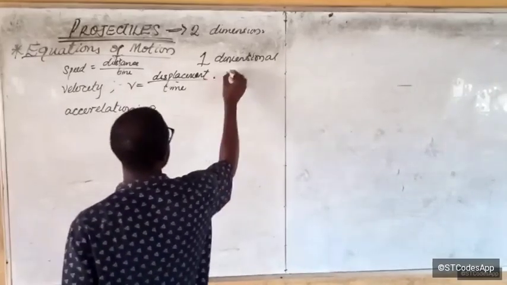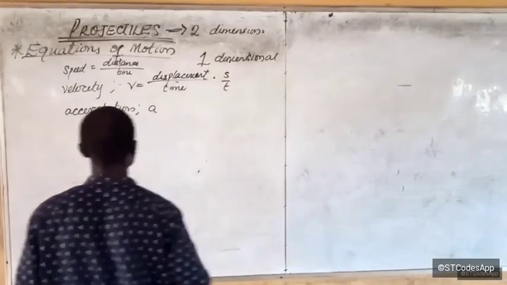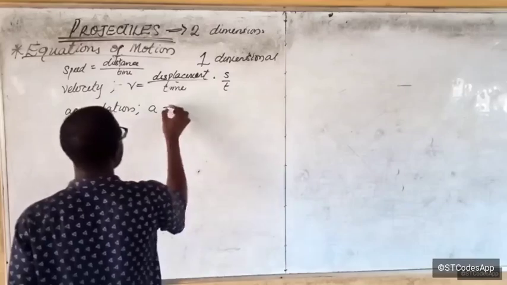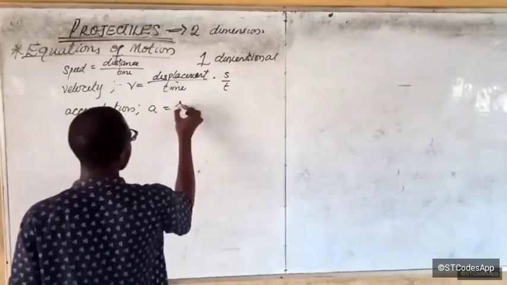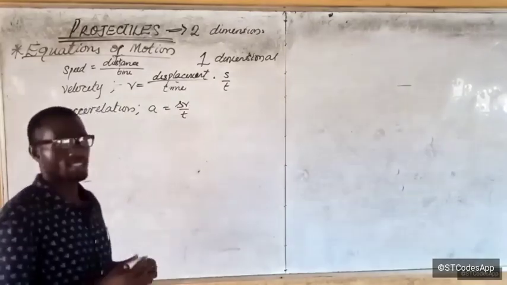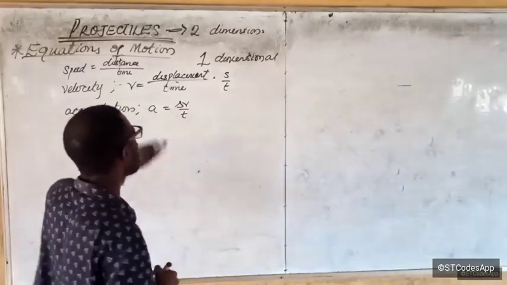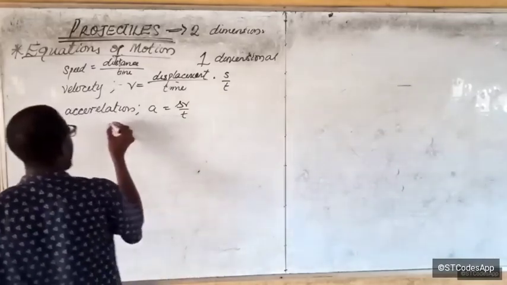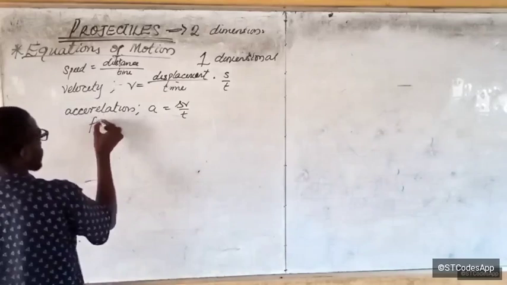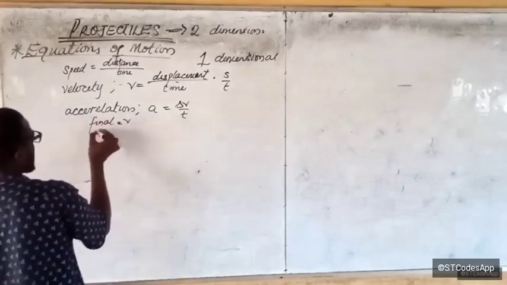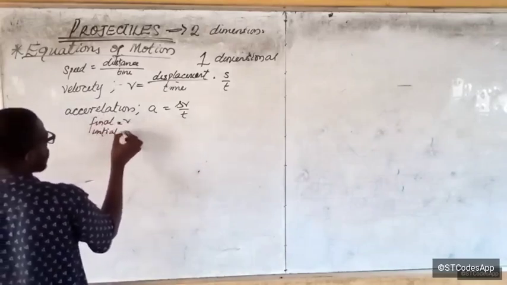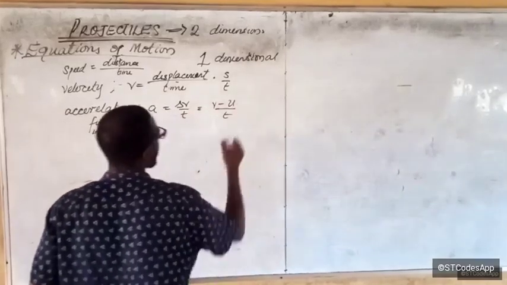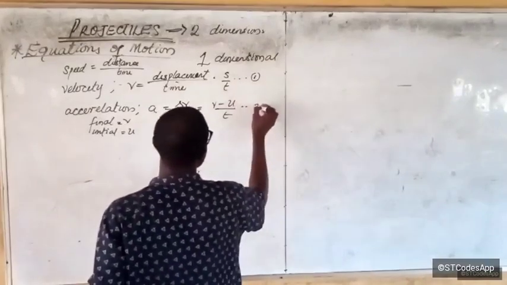So we said it is s over t. That is velocity. And then acceleration is what? Acceleration is a change in velocity over a change in time. So if we represent final velocity with v and initial velocity with u, then our equation becomes a equals v minus u over t. So this becomes our equation 1, and this becomes our equation 2.